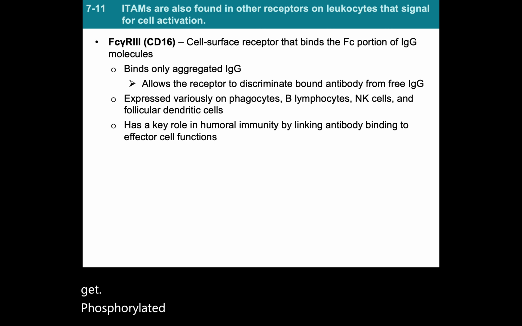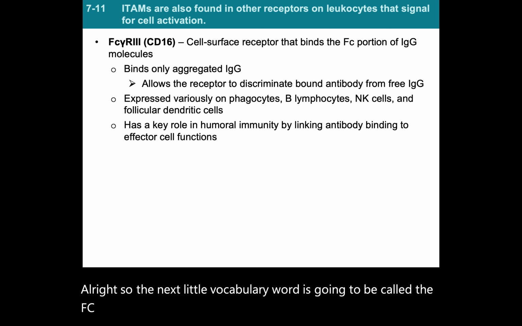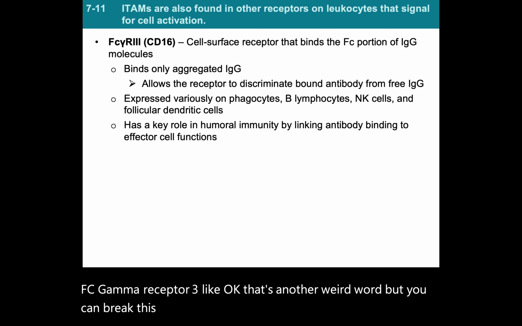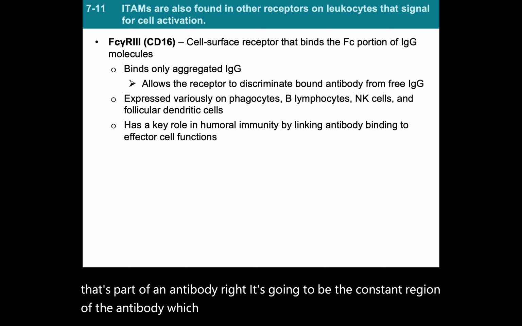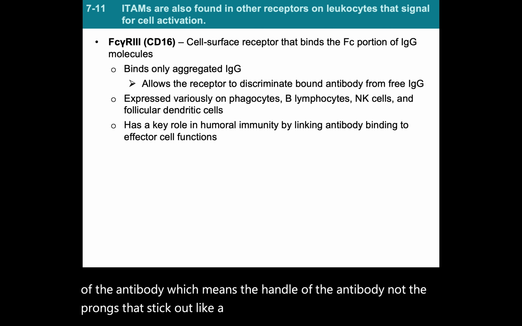All right. So, next little vocabulary word is going to be called the FC gamma receptor number 3. You're like, okay, that's another weird word. But you can break this down. You know what this is. So FC, you remember that? That's part of an antibody, right? It's going to be the constant region of the antibody, which means like the handle of the antibody, not the prongs that stick out like a Y, but the bottom of the Y.